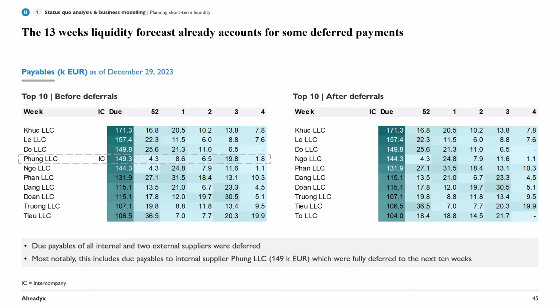Sometimes it happens that a client already applied a set of measures before you arrived, and this is also the case here. So these guys, they deferred some payments, and these were also accounted for in the liquidity chart that we just saw. So as you can see here, this makes the situation already a bit better, because on the right hand side you can see that thing is gone, as all the payables of internal suppliers have been deferred, just as the payables of 2 external suppliers, but these didn't make it into the top 10 anyway.